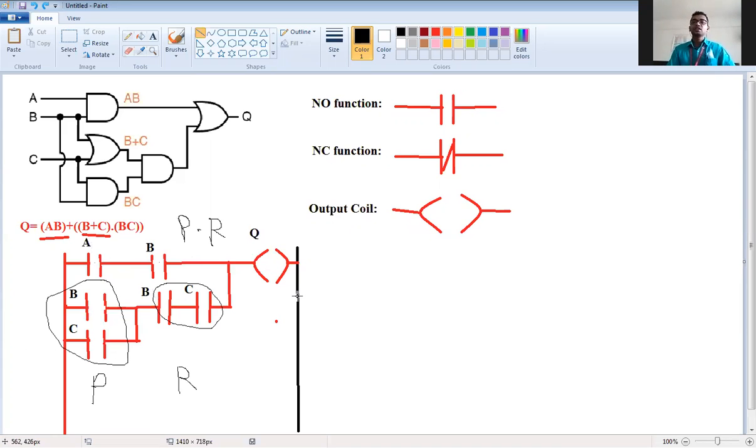So this is it for this example. We are going to take more examples regarding this. So be with the subject.